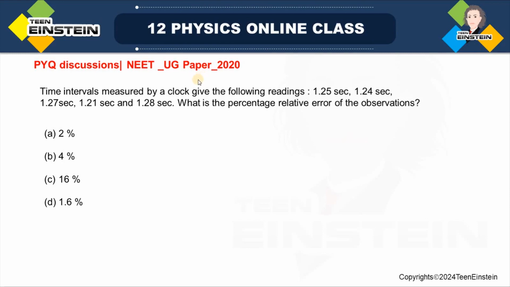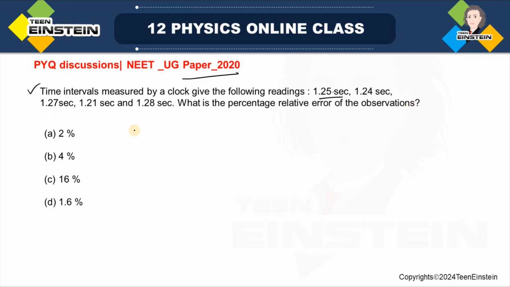Hello students, welcome to the PYQ discussions on NEET UG papers. Here I am going to discuss a problem from NEET UG paper 2020. This particular question was set in the re-exam paper during COVID period. The question says time intervals measured by a clock give the following readings: 1.25 second, 1.24 second, etc. So there are 1, 2, 3, 4 and 5 readings. What is the percentage relative error of the observation?